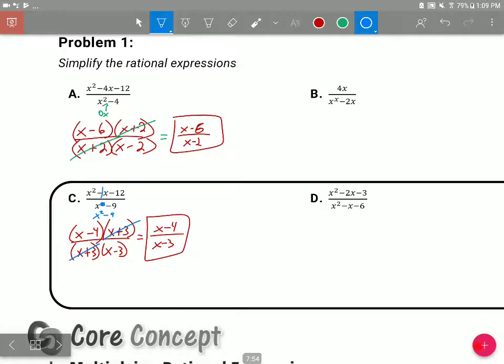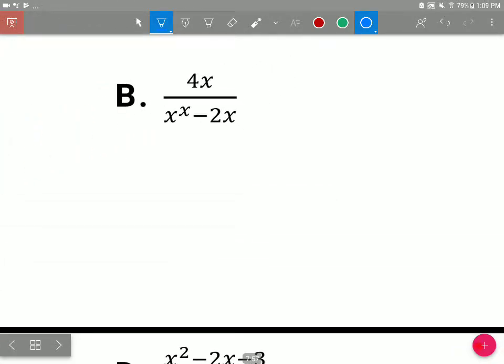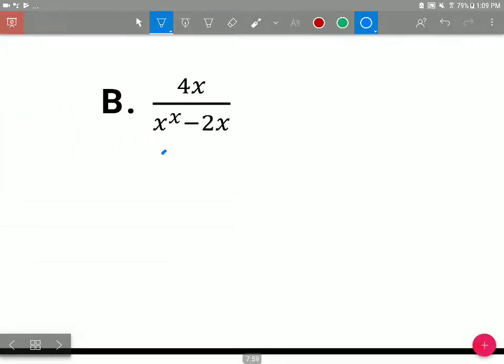All right, letter B. Let's go for letter B. Again, this is another typo. I don't know why I got that on there. It's x squared minus 2x. All right, so the top. Is there anything I can do with that? No. It's just a single term. Well, we can do it with the bottom, but the top. Is there anything I can do on the top? No. If it doesn't have any pluses or minuses or anything like that, just leave it alone.